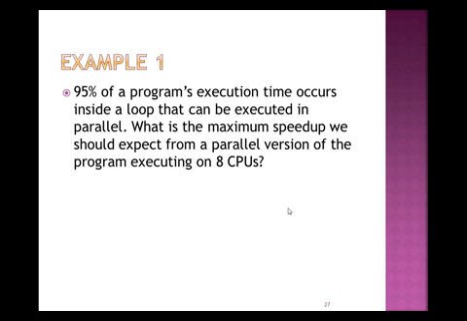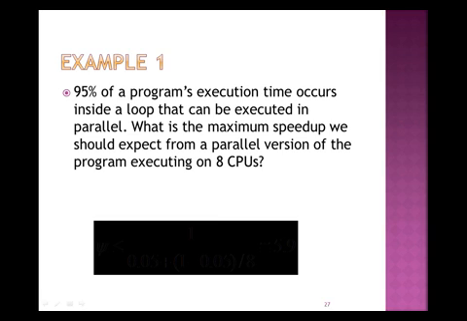Now, what are the examples? This is most important. Example number 1 says 95% of a program's execution time occurs inside a loop that can be executed in parallel. What is the maximum speedup that we expect from a parallel version of the program executing on 8 CPUs?